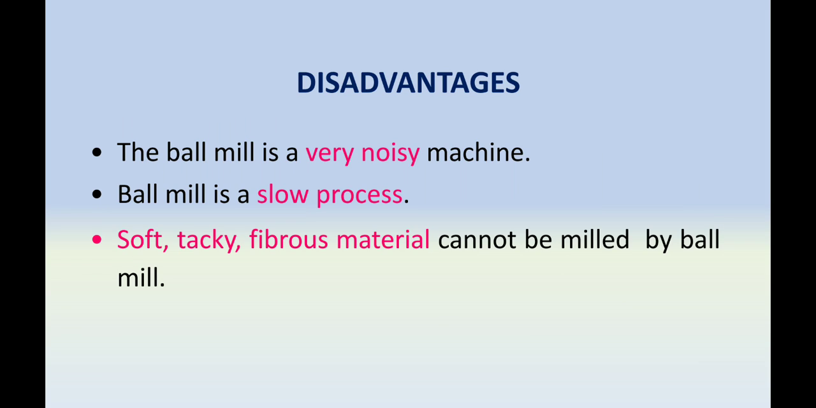Now let's talk about the disadvantages. The ball mill is a very noisy machine, so it is the main disadvantage of this machine. Ball mill is a slow process. Soft, tacky, fibrous material cannot be milled by ball mill.